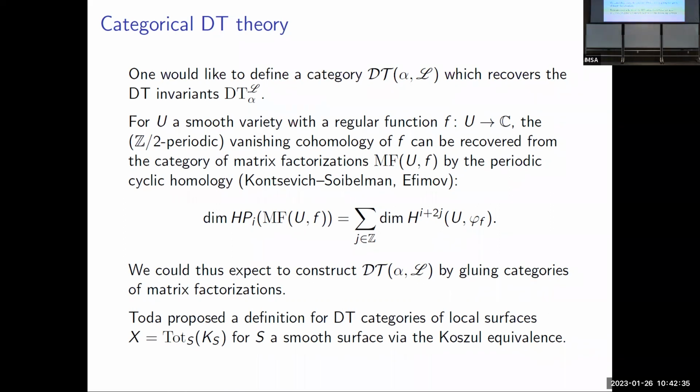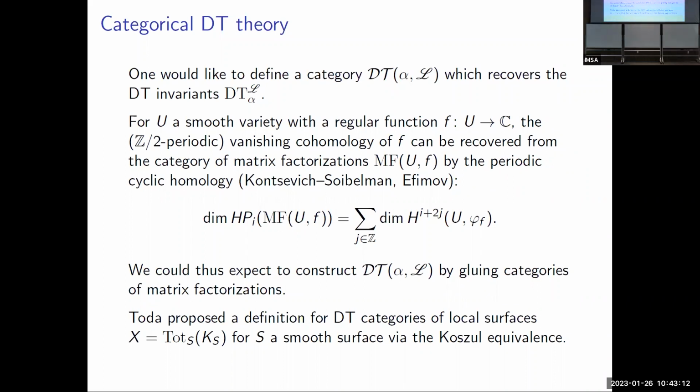But a first case to consider is the local case, in which you start with a smooth variety U with a regular function, and then you would like to categorify the cohomology of vanishing cycles. Such a categorification has been proposed by Kontsevich and Soibelman in their article on Hall algebras, and has been proved by Efimov. Such a categorification is given by matrix factorizations, and I'll define matrix factorizations later. So this is the local situation.